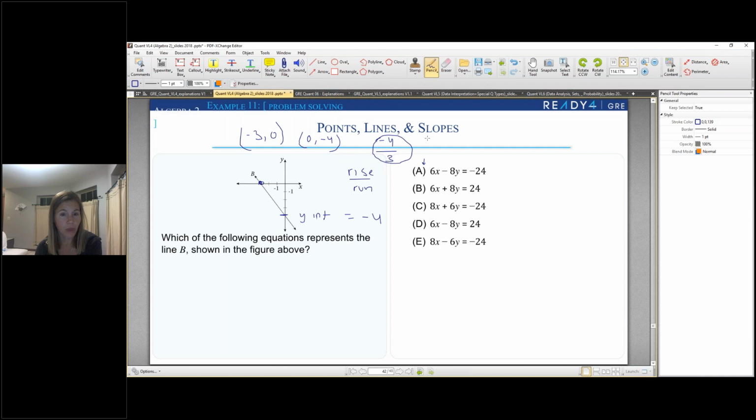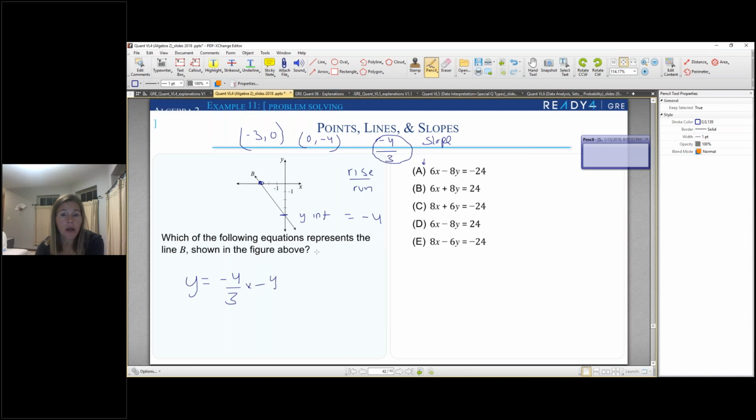The other thing you could do is sort of count. You could say, okay, from here, I'm going over 3 and down 4. So my rise is 4 and my run is 3. And because it's going down this way, I know it's negative. So you could just do it visually too. Okay, so now I know that this is the slope and this is the intercept. I'm looking for an equation ultimately that looks like y equals negative 4/3 x minus 4.